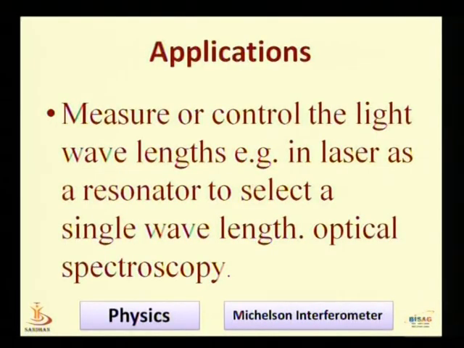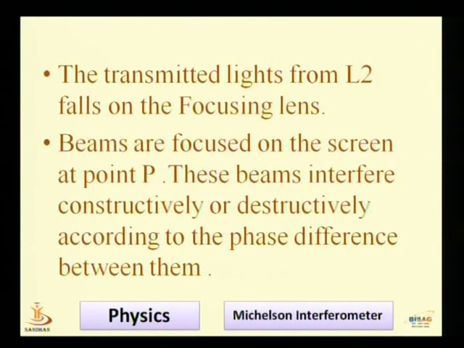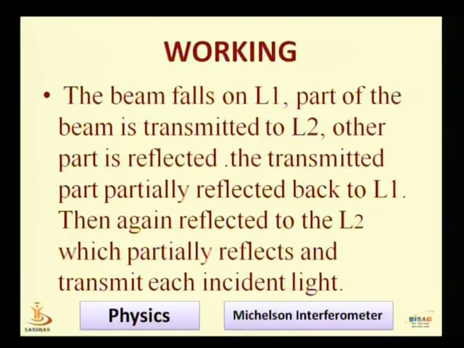Nowadays, as we know, as a source of light we are using the laser beam, so with the help of our Fabry-Perot etalon we are also able to select a single wavelength, and we can use this Fabry-Perot etalon for optical spectroscopy. This is all about our two different types of interferometers.